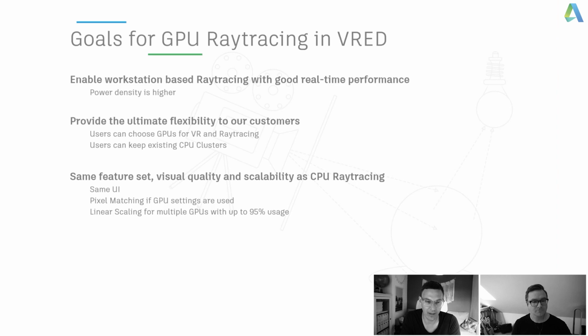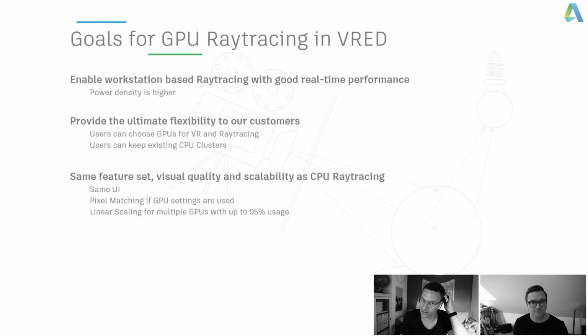And either way, no matter what you use, you have the same UI and the same settings for both worlds. You even have pixel matching if you are using the GPU settings also for your CPU calculation, and if you are using enough samples to render the result. And we also have linear scaling for multiple GPUs.